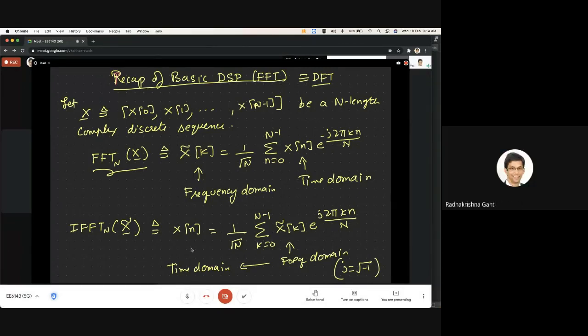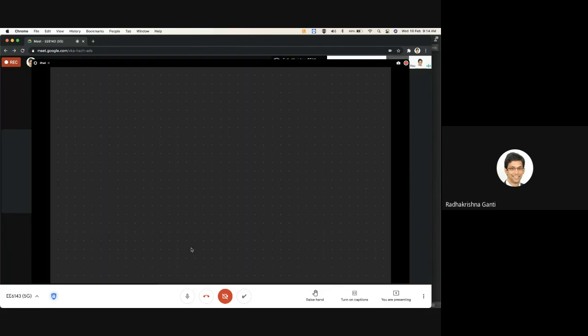So now let's understand what is the interpretation of this discrete Fourier transform. It is some hand-waving interpretation, what I call a continuous time interpretation.